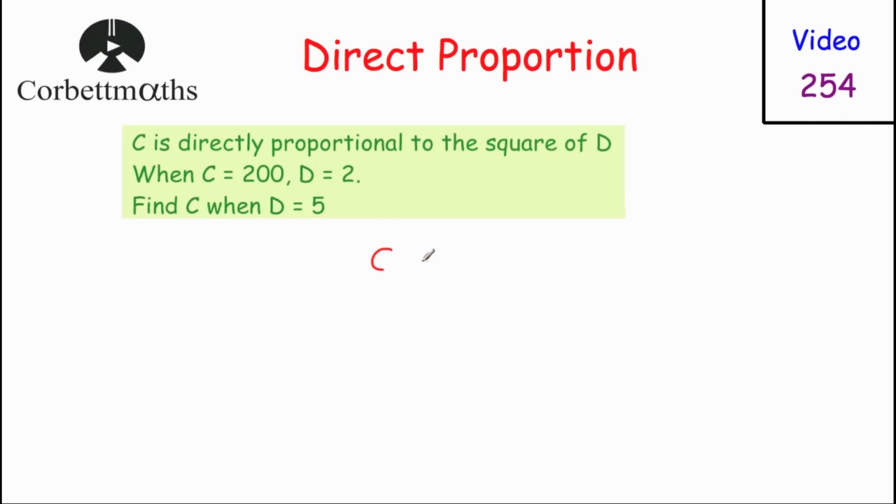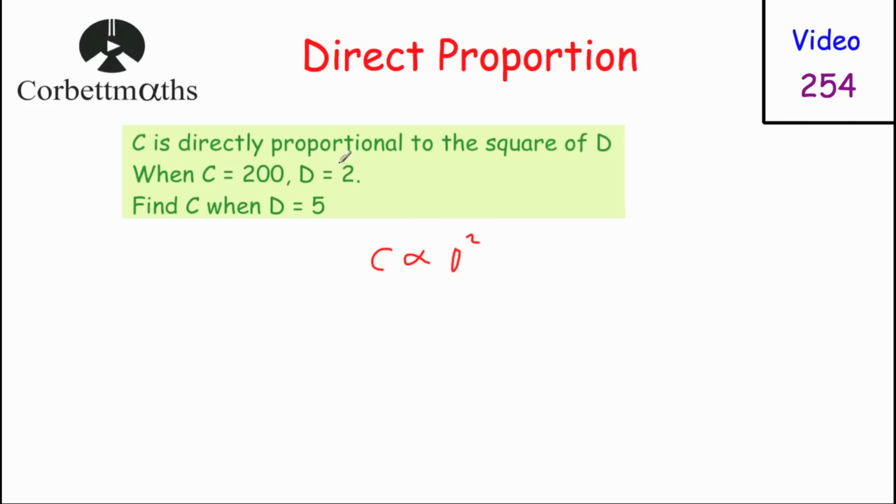So we've got C is directly proportional, so we'll use the proportion symbol. Some of my students call it fishy, but the proportion symbol, to the square of D. So that means D squared, because it says the square of D. So if we read this, it says C is proportional to D squared. C is directly proportional to D squared. Sometimes the question might say it varies directly, and that means the same as directly proportional.